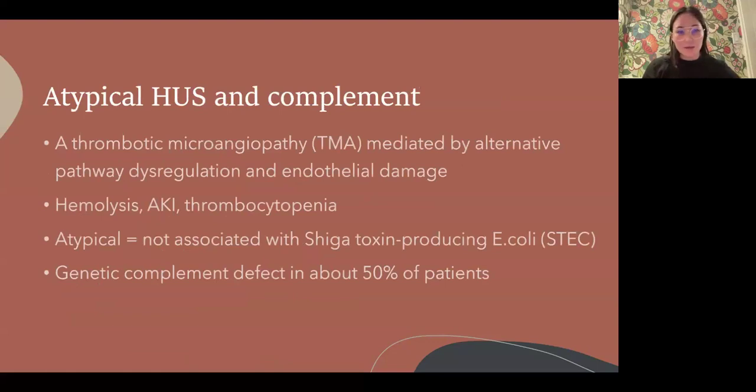And then to pause and talk about atypical HUS. So atypical HUS is a TMA that results in hemolysis, AKI, and thrombocytopenia. It results from the alternative pathway destroying your endothelial cells. And it's called atypical because it's not the typical HUS where STEC, or Shiga toxin producing E. coli, diarrheal disease precedes it. It's not preceded by an infection. And like I mentioned earlier, a lot of these patients do have a genetic complement defect.